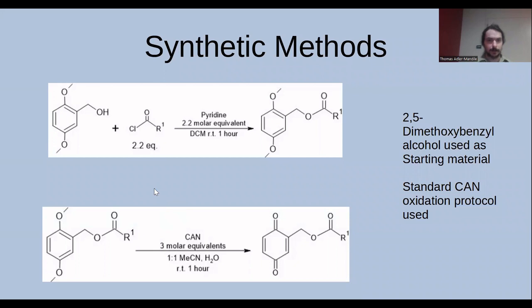In order to make the analogs, it was two steps. We started with 2,5-dimethoxybenzyl alcohol, and we esterified it using an acid chloride and pyridine. And then what we did is we oxidized that right to the quinone with ceric ammonium nitrate in acetonitrile water.